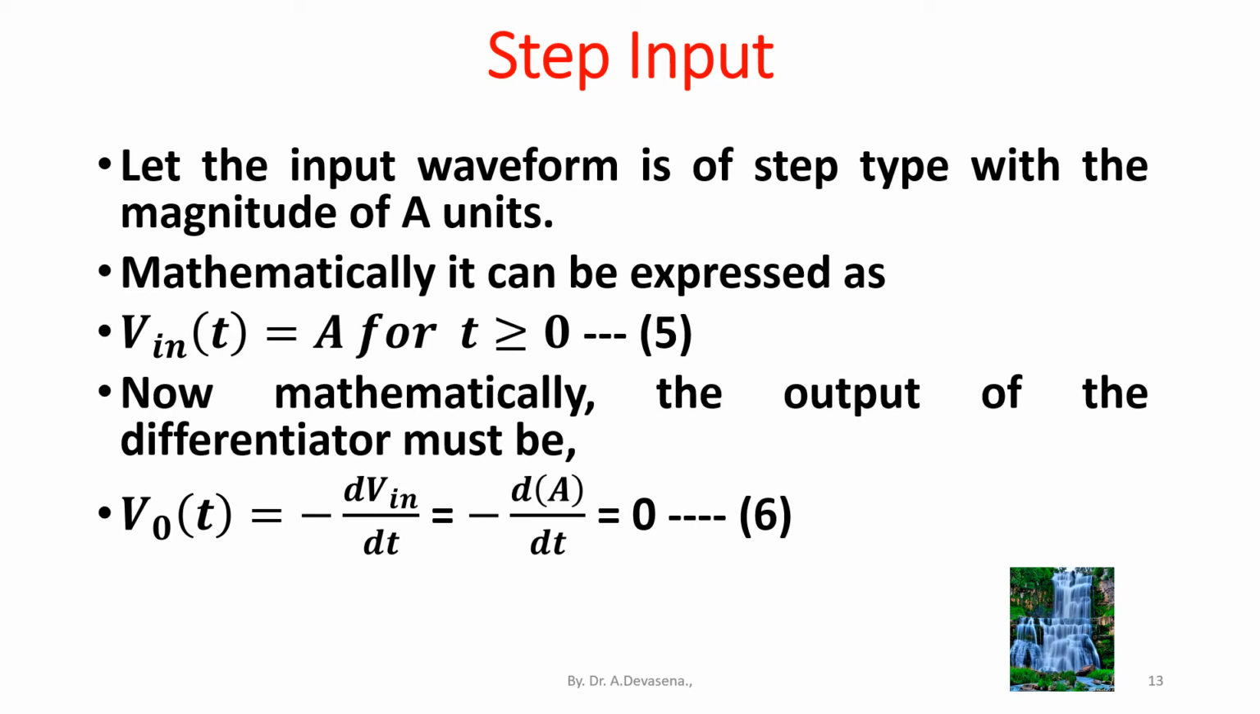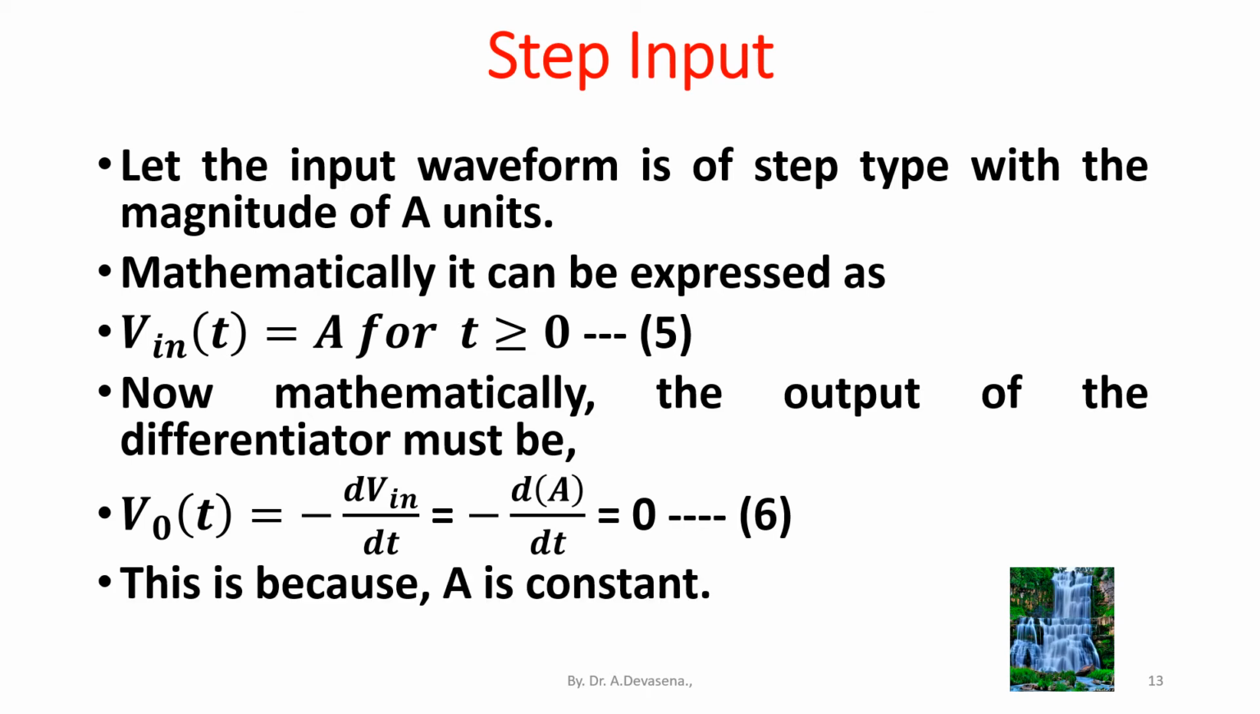So, minus dA/dt is equal to 0. Consider this as equation 6. This is because the magnitude A is a constant.